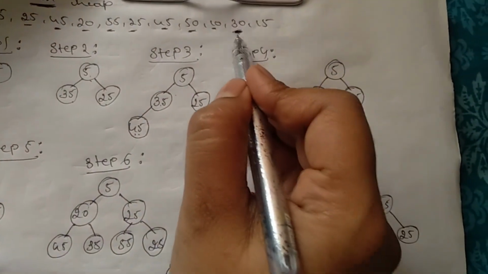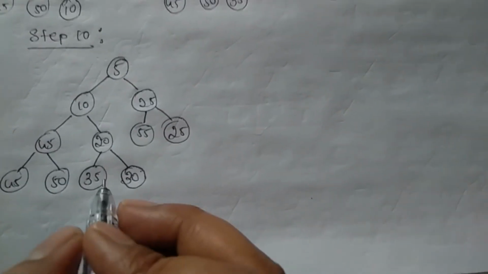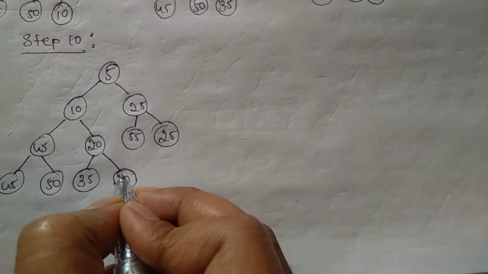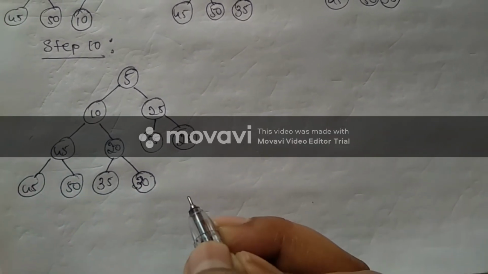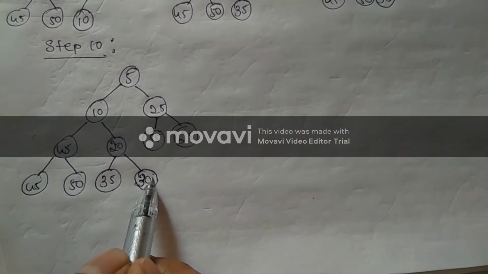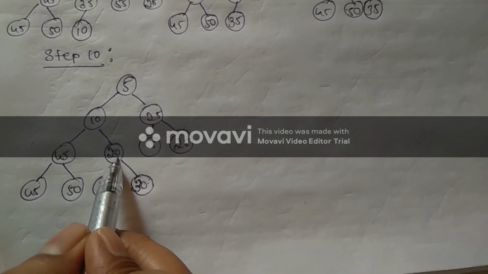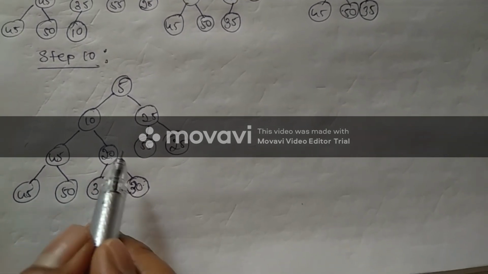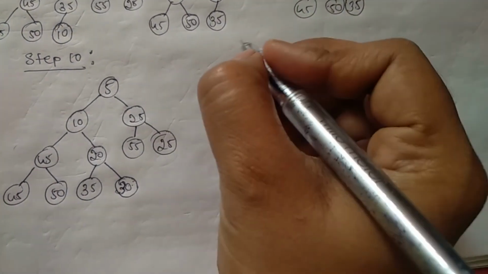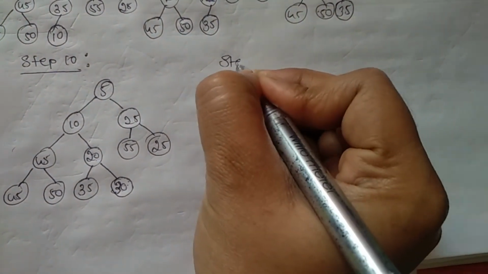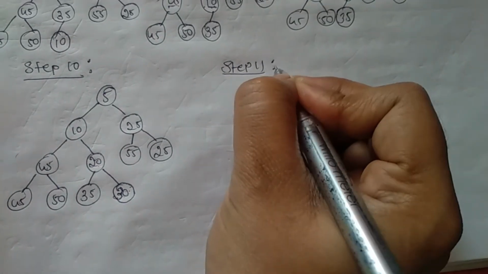So after this, the next element I have to take is 30. So towards the left of 20, I have to just insert 30. Check the parental dominance. 30 and 20: is 30 less than 20? No. So it is satisfying the parental dominance. So no need to change anything. Next I'll go for step 11.